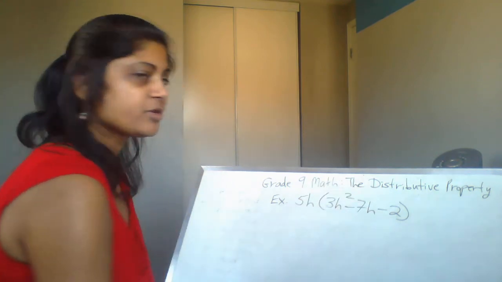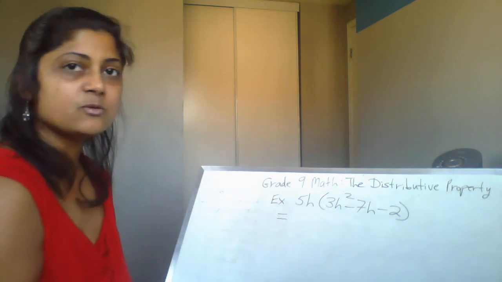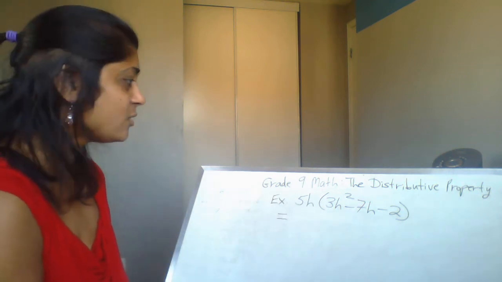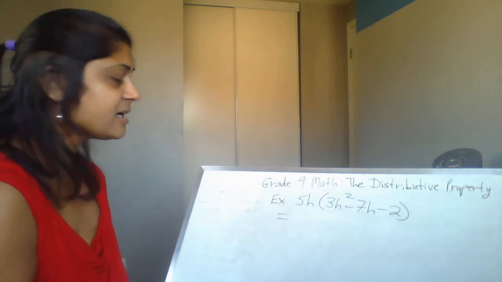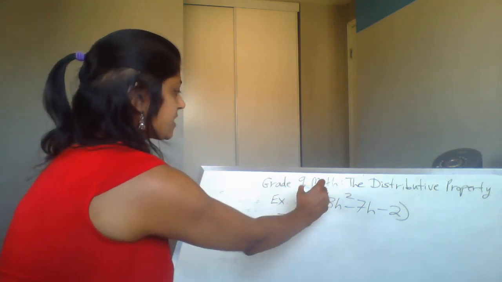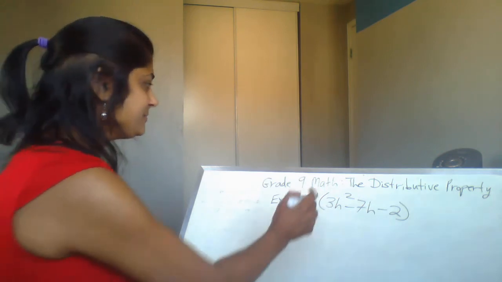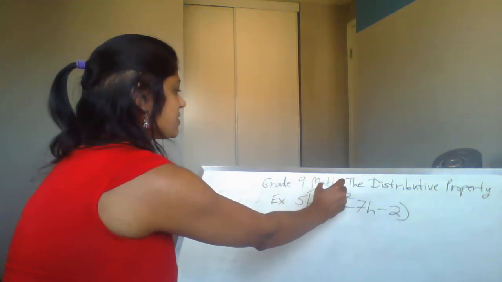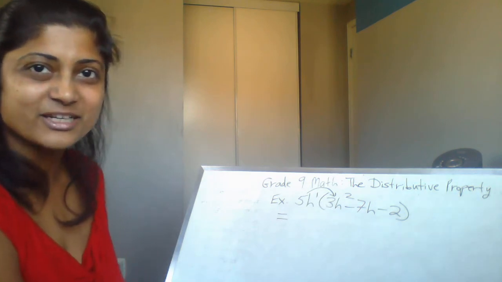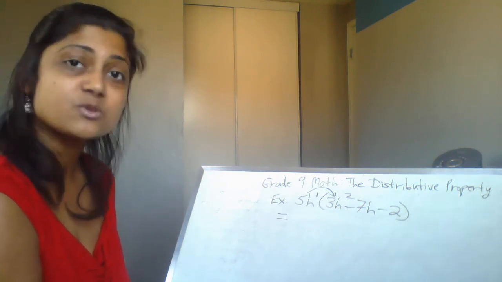So again, I'm going to draw out the arrows so everyone can see what we're multiplying. The only difference this time is that I have a variable outside the brackets and there's no number there. Again, it's not 0. This is h to the power of 1. So with that, let's multiply the first two terms. So I'm doing 5h times the 3h squared.